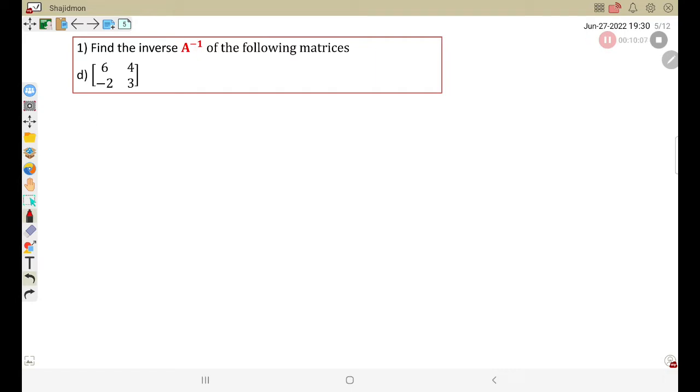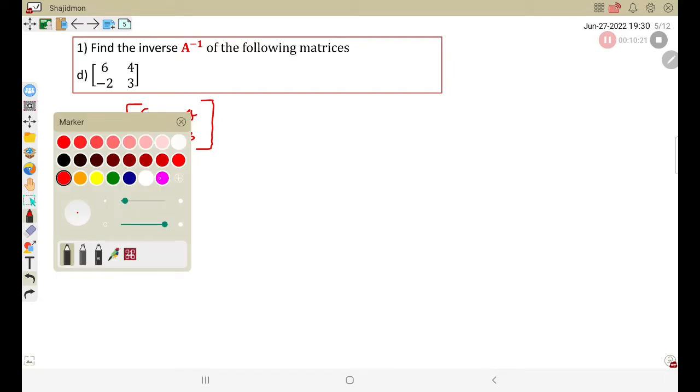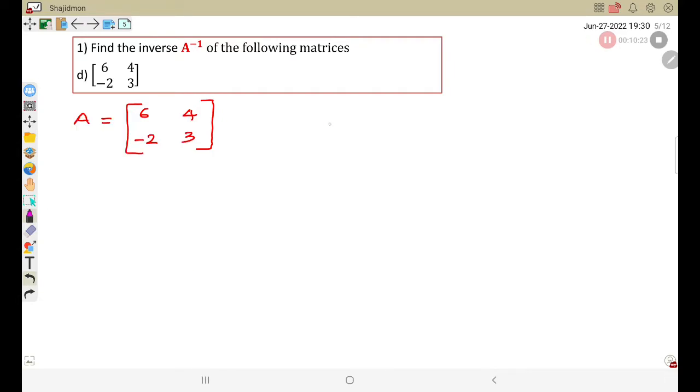So first we are taking the given matrix as A. A equals matrix 6, 4, minus 2 and 3. Given matrix we have taken as A matrix. Now we are going to calculate the A inverse matrix. So before that we need to calculate the determinant of A.